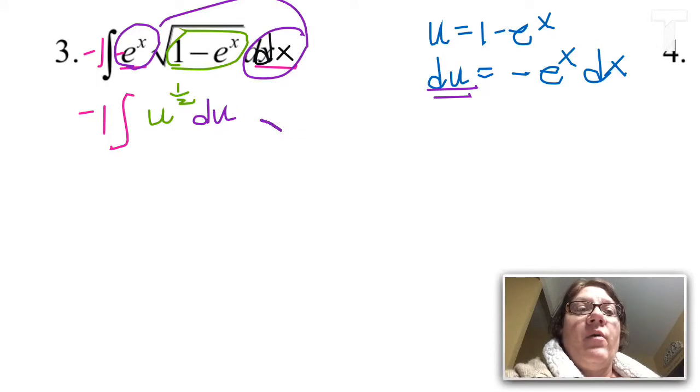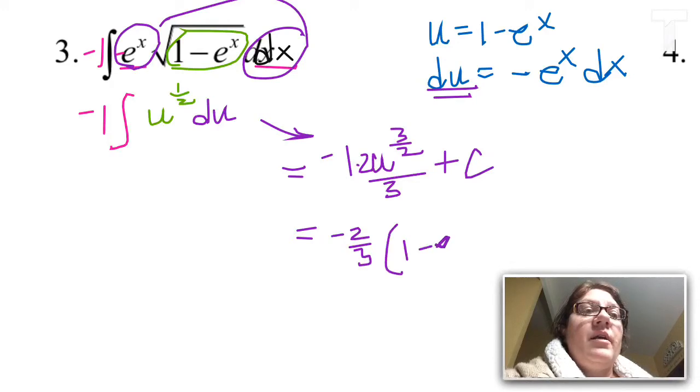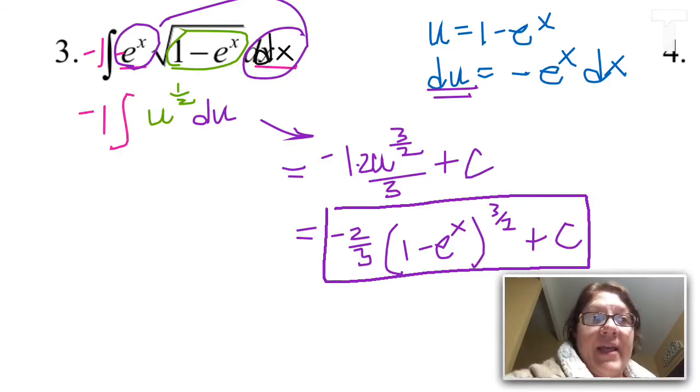And so now when I power back up, I'll have -1 u to the 3/2 divided by 3/2, but that's the same as multiplying by 2/3 plus c. And so then when I put the u back in, I'll have -2/3 (1 minus e to the x) to the 3/2 plus c. Wow. I think I get this.